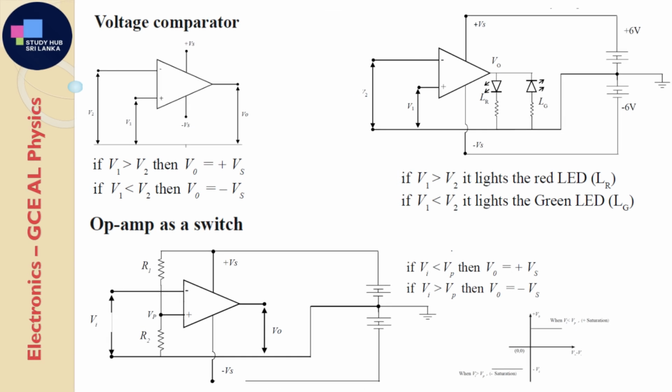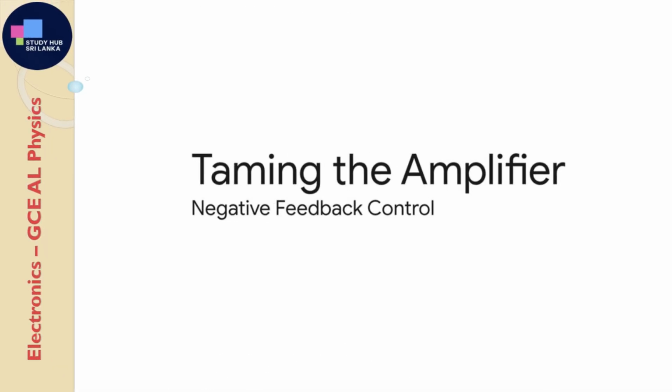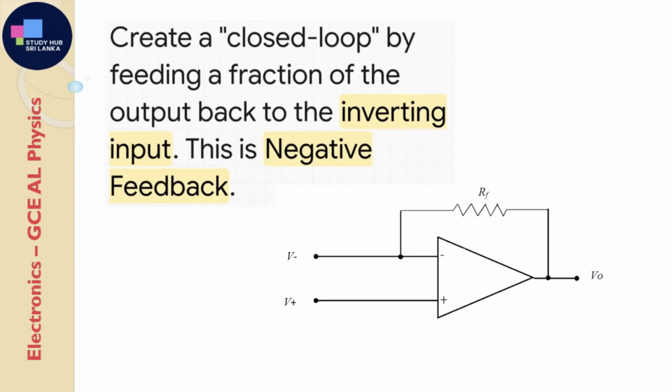So how do we fix this? How do we take this wild, super powerful amplifier and turn it into something we can actually control and use? Well, the answer is one of the most powerful ideas in all of electronics. The solution is this really beautiful idea called negative feedback. It's like putting a governor on an engine to keep it from running out of control.